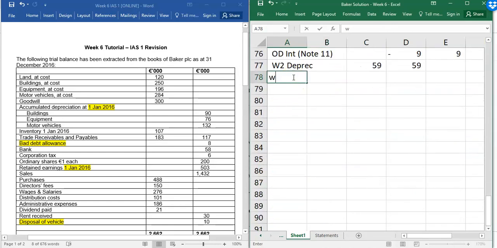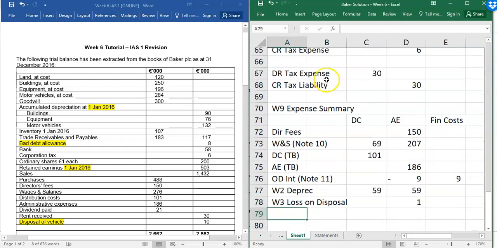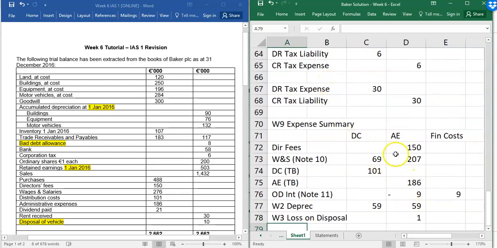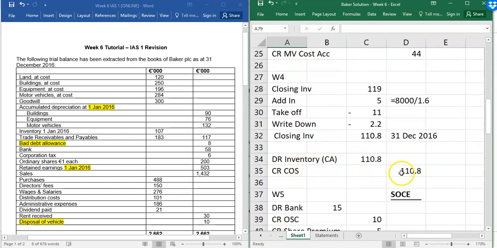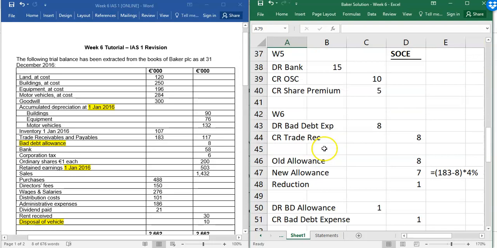So working 3, loss on disposal. It's a bit subjective. I'm putting it into admin expenses of 1, and that's an expense, so it's going to increase it. So keep going down along. Working 4, no adjustment to expenses, none in working 5.